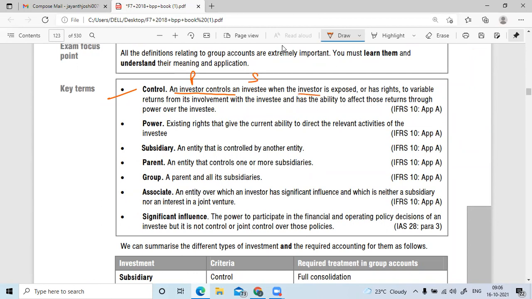When the investor is exposed or has rights to variable returns. Suppose there is a shop A and a shop B, and A has invested in shop B. Whatever returns shop B generates will not be fixed returns; they will be variable returns, correct? A has the right to enjoy those returns or not? Because A has invested in B. Please tell me yes or no. Yes, sir, it has.